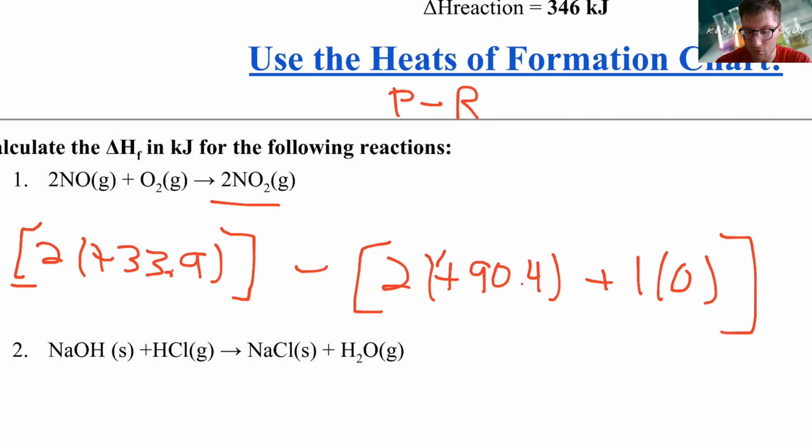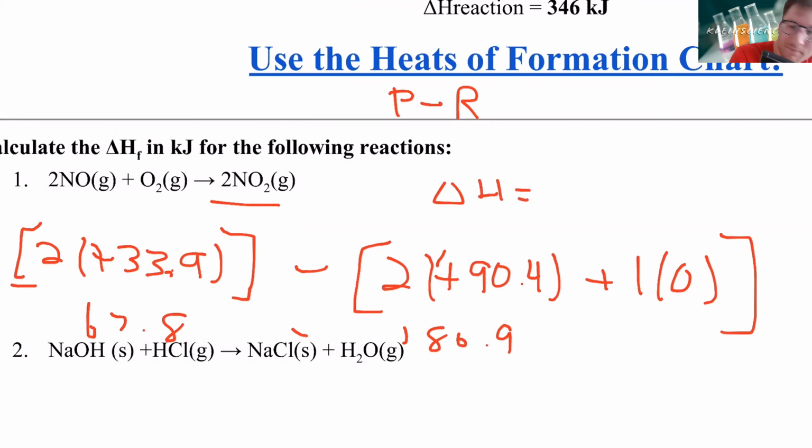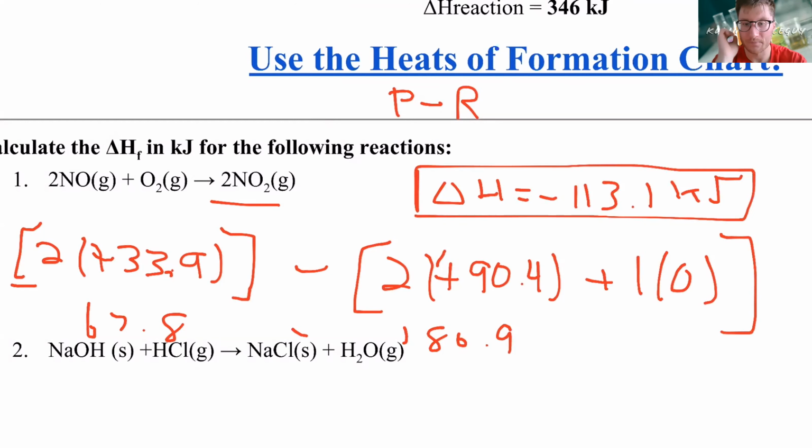Okay? So now we have our values. I have 2 times 33.9, and I'm just going to write it below to help organize, 67.8. And then I have 2 times 90.4. Notice how these are positive values. That's 180.8. So then I'm going to take 67.8, subtract 180.9, and my delta H comes out to be negative 113.1 kilojoules. If this is a negative delta H value, I read that as releasing energy. So I've released energy in this reaction, so this reaction would be exothermic.